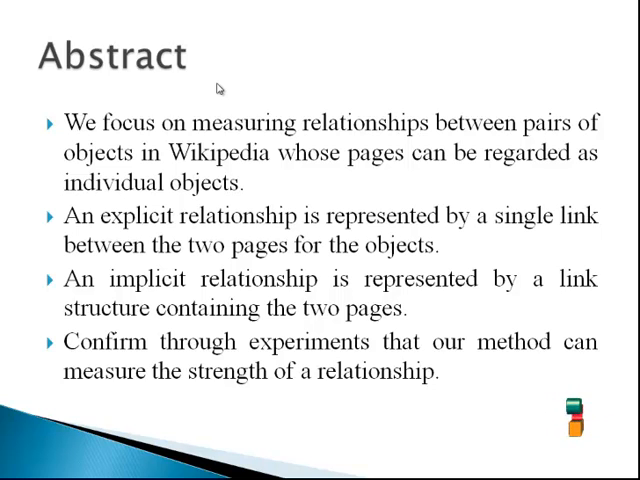Generally, Wikipedia gives the relationship between two objects. We can search more objects in Wikipedia. Wikipedia can analyze and give two types of relationships. They are implicit relationship and explicit relationship.